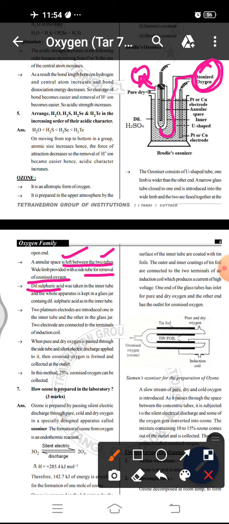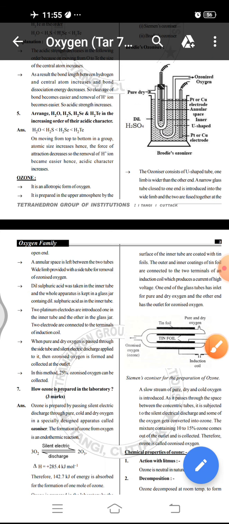Then dilute sulfuric acid is taken in the inner tube, and the whole apparatus is kept in a gas jar containing dilute sulfuric acid. Then two platinum electrodes are introduced, one in the inner tube and another in the gas jar. When this is the construction, then how is ozone prepared in the Brody ozonizer?